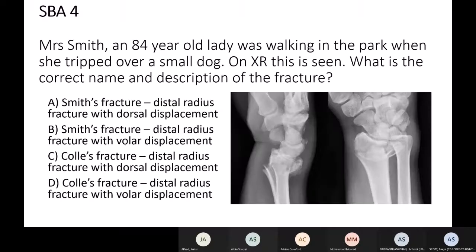So SBA 4. Mrs. Smith, an 84-year-old lady, was walking in the park when she tripped over a small dog. On X-ray, this is seen. What is the correct name and description of the fracture? So is it a Smith's fracture, distal radius fracture with dorsal displacement, a Smith's fracture, distal radius fracture with volar displacement, a Colles fracture, distal radius fracture with dorsal displacement, or a Colles fracture, distal radius fracture with volar displacement?